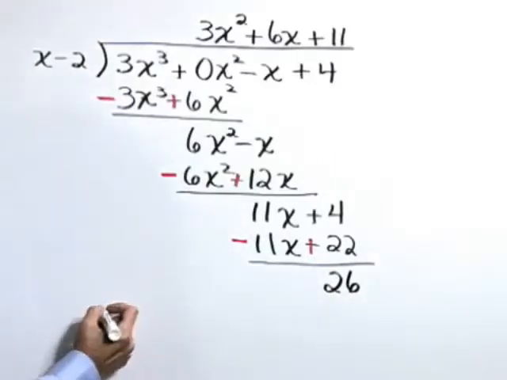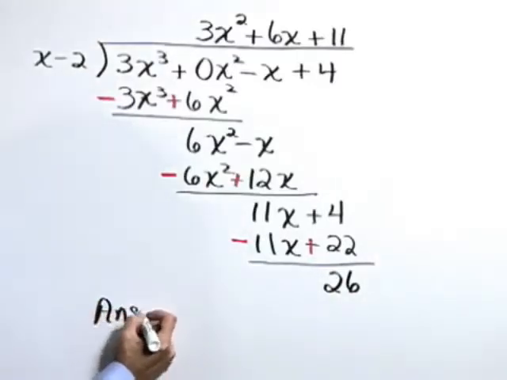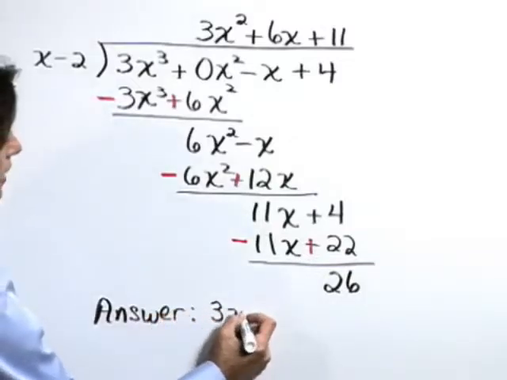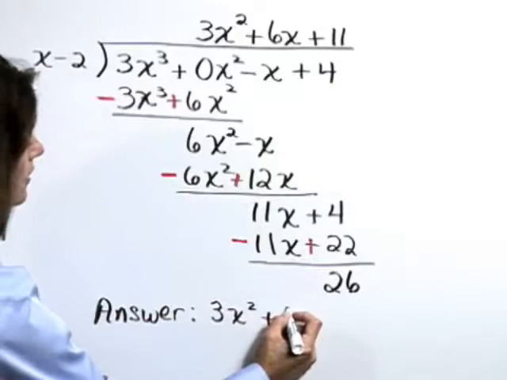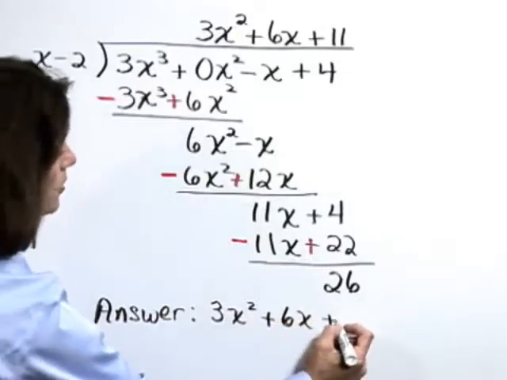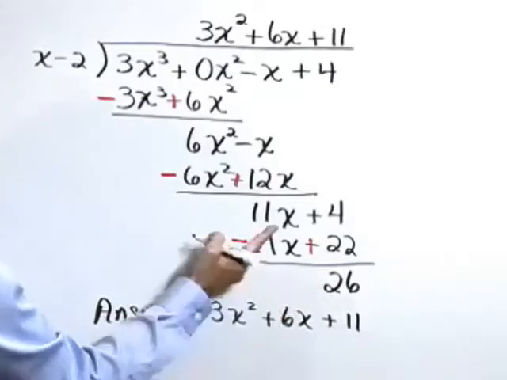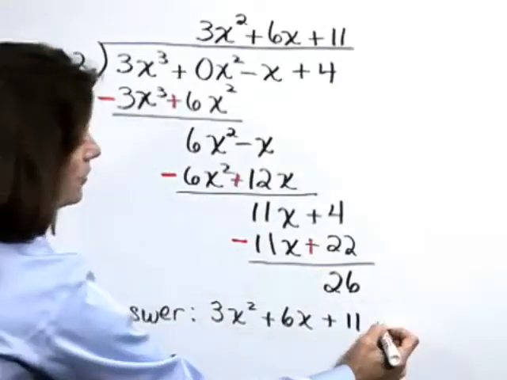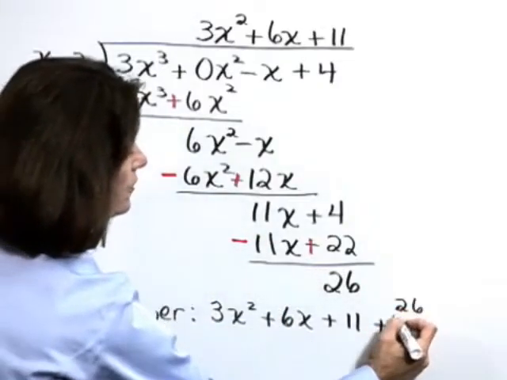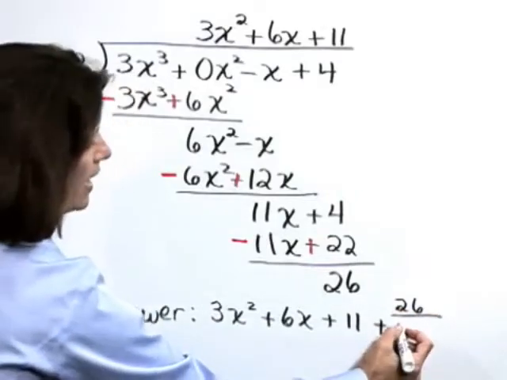So we've performed this division. Let's clearly write our answer. It is 3x squared plus 6x plus 11 plus our remainder over the divisor. So plus 26 over x minus 2.